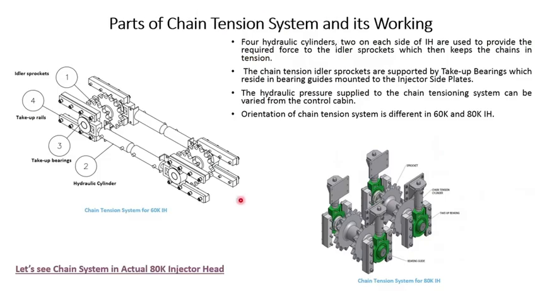To understand how the chain tension system works, let's see its major parts. A typical chain tension system is composed of two pairs of hydraulic cylinders. The first pair is this and the second pair is this. Two sets of sprockets. Then take up bearings, which are 4 in number, and the take up rails, which are also 4 in number.